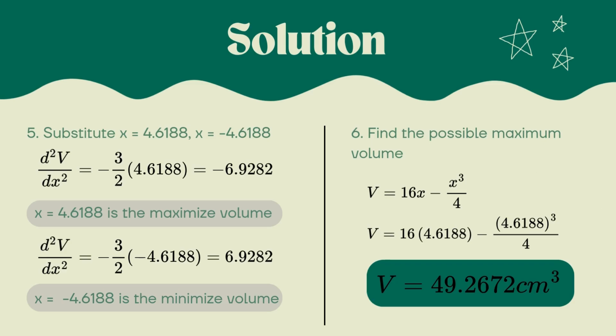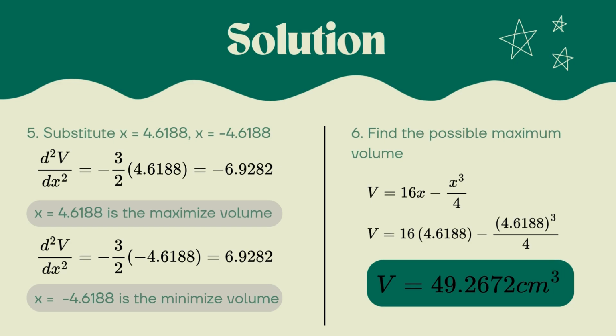As you can see, the result when we substitute x equals 4.6188 is negative. Hence, x equals 4.6188 gives the maximized volume. Meanwhile, the result when we substitute x equals negative 4.6188 is positive. Therefore, x equals negative 4.6188 gives the minimized volume.